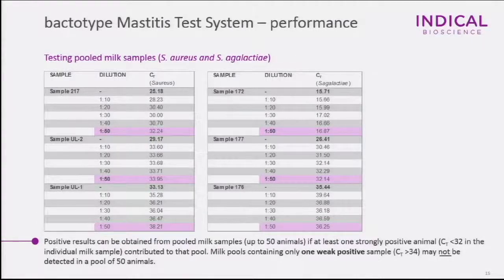And for S. agalactiae, also same thing. We were actually surprised how many strong positive, very strong positive S. agalactiae samples we found, which are easily detectable in pools of 50. Here, the medium positive sample also still detectable, and in this case was even the weak positive sample detectable. I guess what I'm saying is, as long as there's one strong or at least medium strong animal contributing to the pool, this is possible to detect. If it's just one weak positive sample, it can be missed, but this is simply a question of mathematics and true for bulk milk ELISAs, for example, as well.